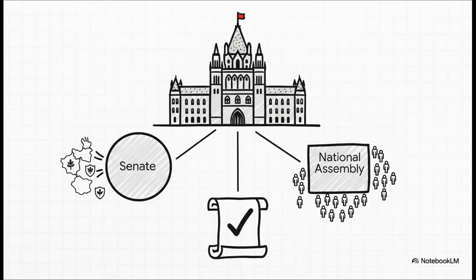So let's dig into Pillar 1, the legislature, which you probably know as Parliament. It's bicameral, which is just a fancy way of saying it has two houses. You've got the Senate, the upper house, which represents the provinces, but the real center of gravity is the National Assembly, the lower house, whose members are directly elected by you, the people, and their main job, to debate and pass the laws of the land.